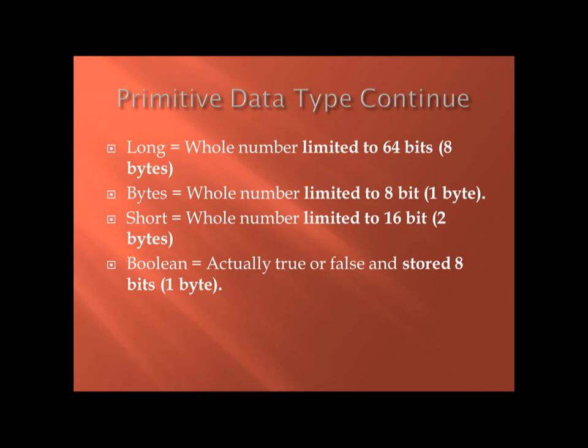Okay, let's continue on with this primitive data type. Long is a whole number limited to 64 bits, that's 8 bytes. Byte is a whole number limited to 8 bits, 1 byte. Short is a whole number limited to 16 bits, 2 bytes. That's actually 65,535 of them. Now, Boolean is actually true or false, and it stores 8 bits, 1 byte.